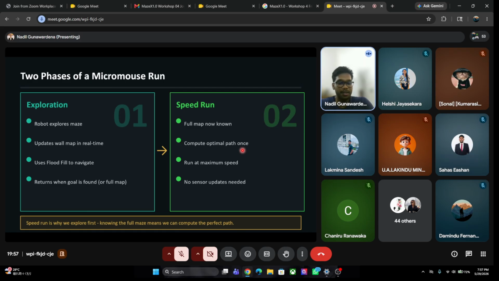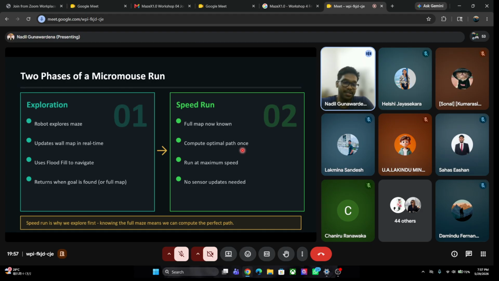In the exploration phase, the robot is mapping the environment. As I have said earlier in this presentation, it maps the environment. It registers where the walls are. That's the only thing that it does. And in the speed run, now it knows where the walls are. Then it computes the path, and it moves in the shortest possible path that it knows.